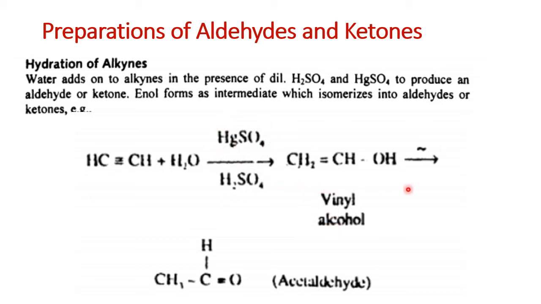And this is called a vinyl alcohol. Now this vinyl alcohol undergoes rearrangement, just like keto-enol tautomerism. This bond shifts over here, and these two electrons move to this carbon.